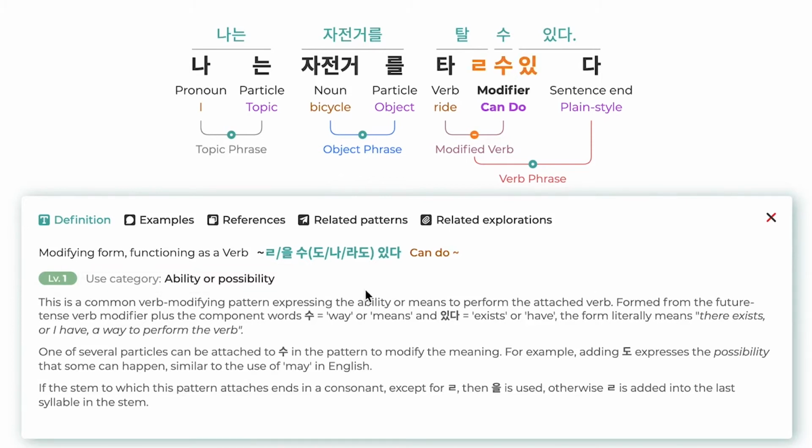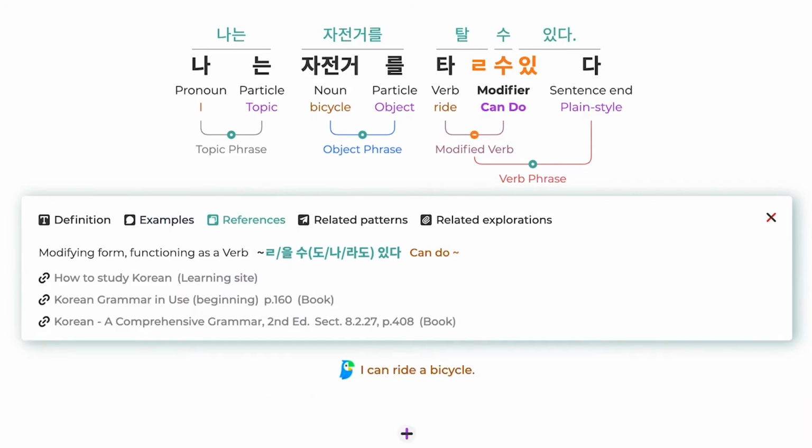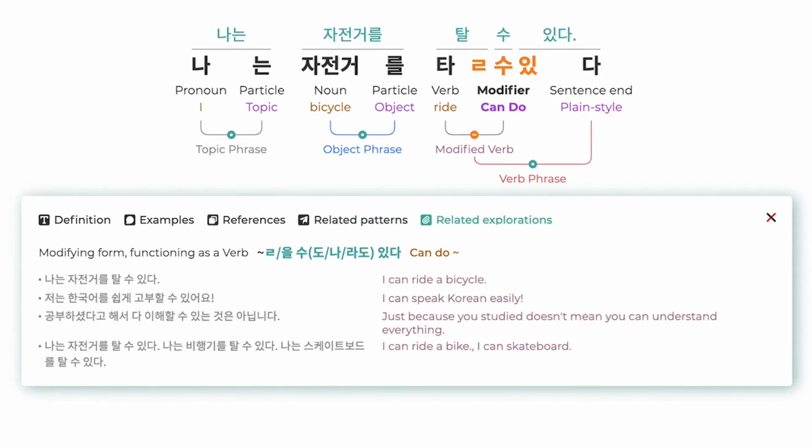Click on these tabs at the top to see more info, such as more examples of the pattern in use. The references list contains links to pages about the pattern on other reference sites, or shows page numbers for the pattern in one or more Korean textbooks. Related patterns lists other grammar patterns related in some way to this one, and related explorations shows other sentences in your exploration history that use this pattern. The entries in all of these lists can be clicked on to explore them further.